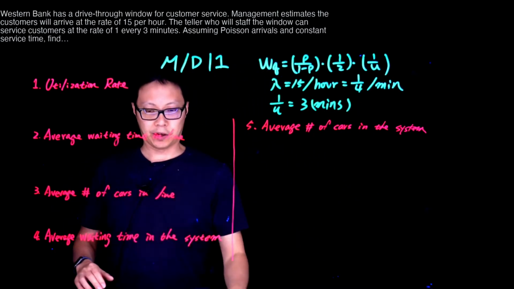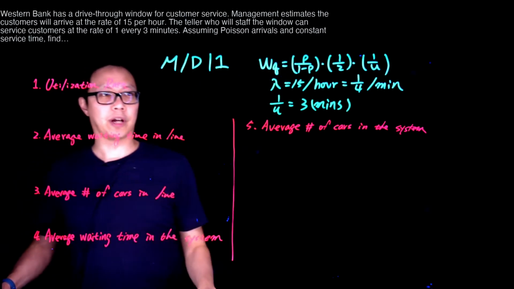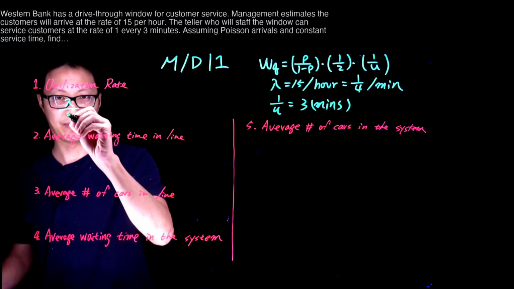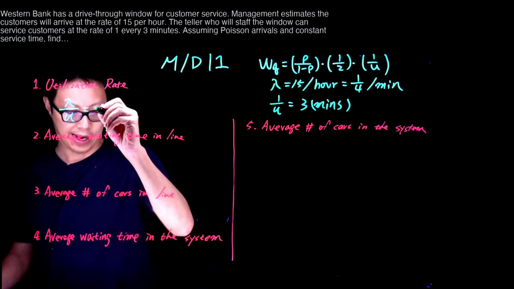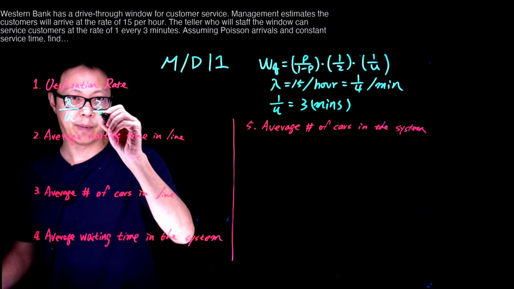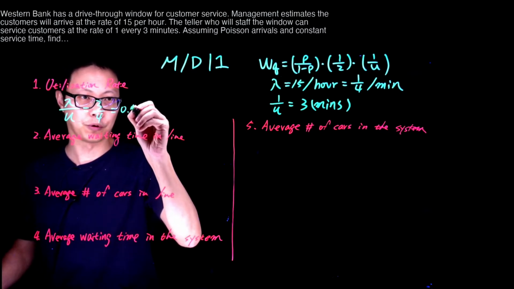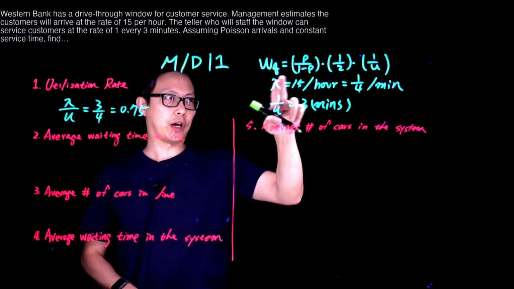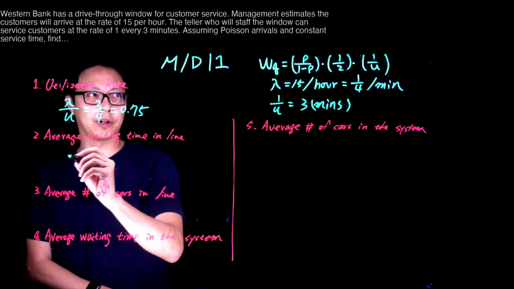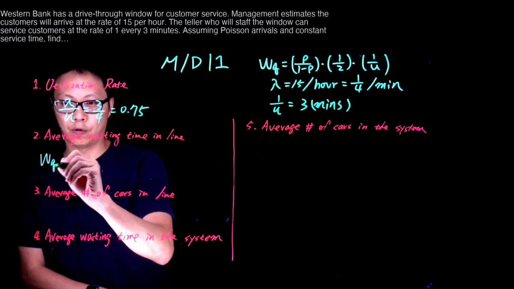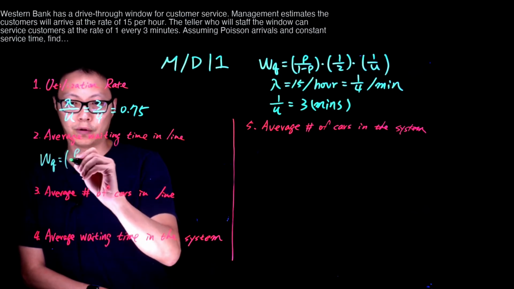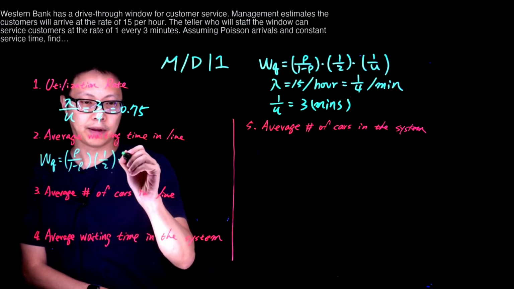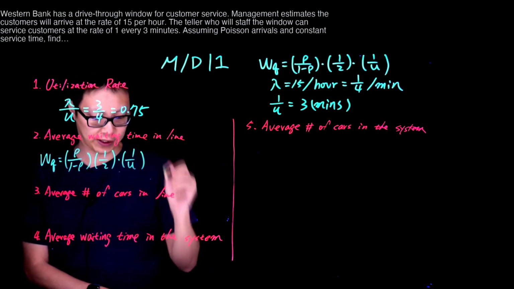And everything will be identical to the previous one, except for this formulation here. So we know the utilization rate will be lambda divided by mu. That will be 3 divided by 4, which is equal to 0.75. The average waiting time in line, we are going to use a formulation of both. So WQ will be equal to rho over 1 subtracted by rho, half of that, and the service time.